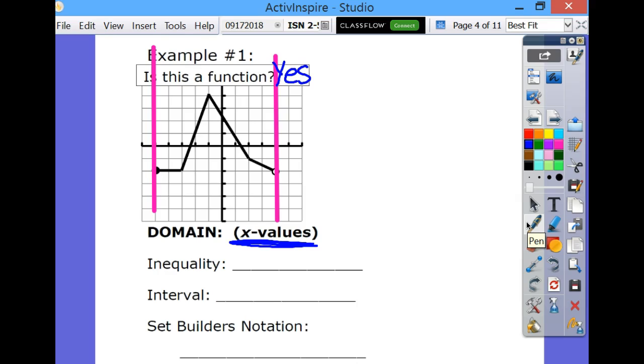How far is it this way? 1, 2, 3, 4, 5. To the left, that makes it -5. I most always do interval notation first because I like it best. This goes 1, 2, 3, 4. To the right, I'm counting from 0.